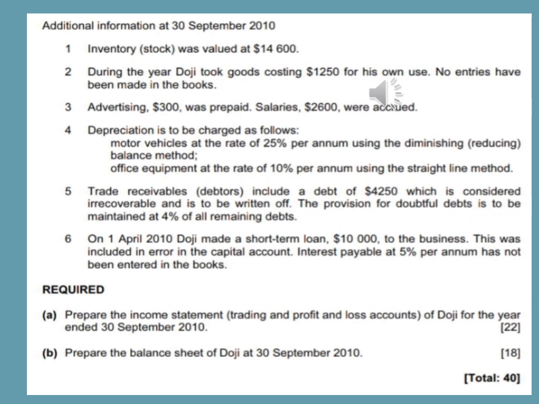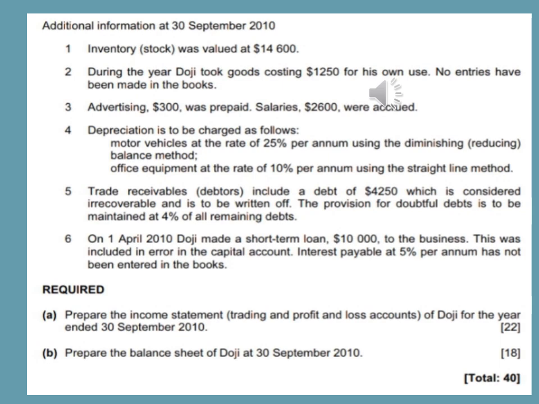Now the point to note is that Doji made a short-term loan on 1st of April 2010. That means from April to September 2010 there are probably 6 months. Let us count: April, May, June, July, August, September. Yes, there are exactly 6 months from 1st April till 30th September 2010.